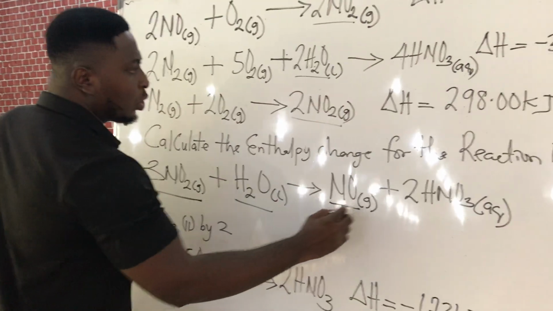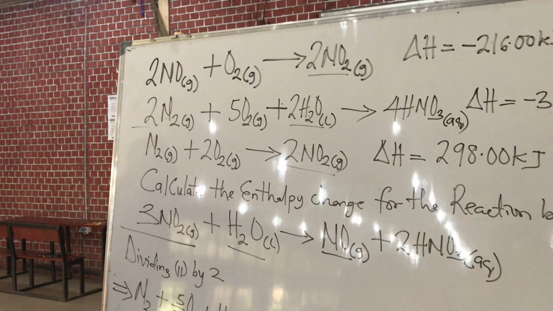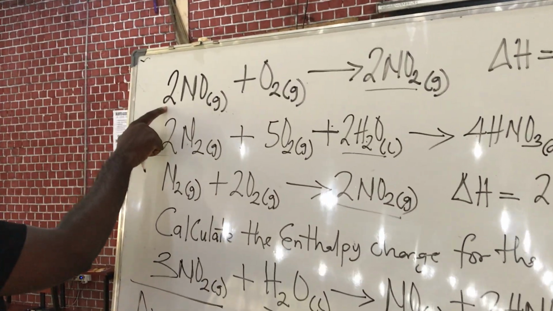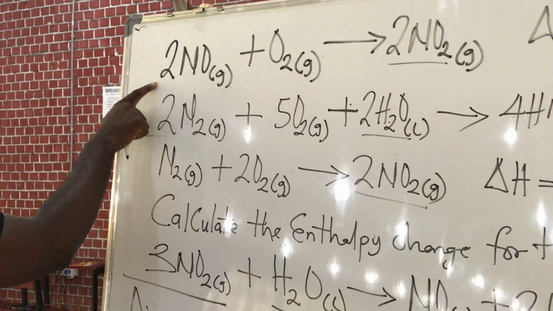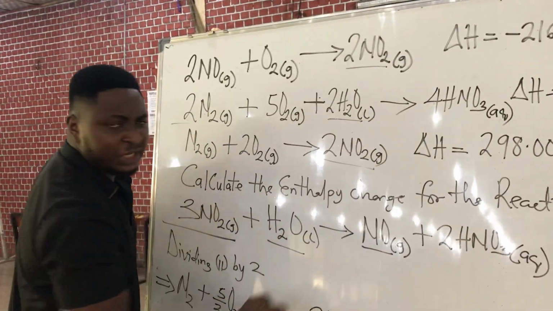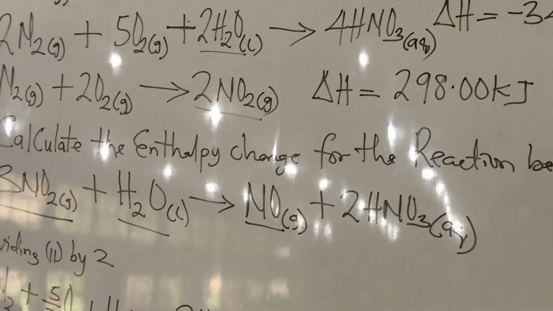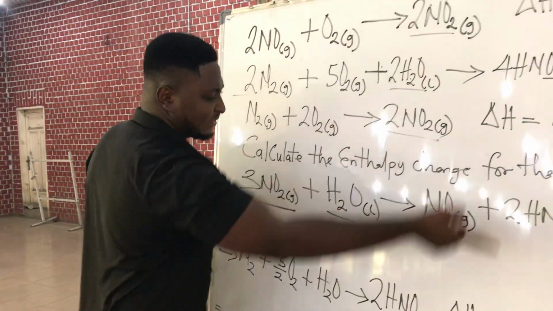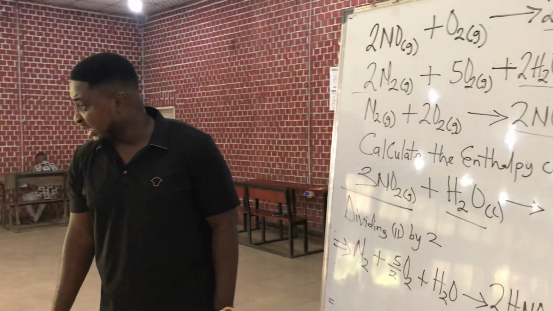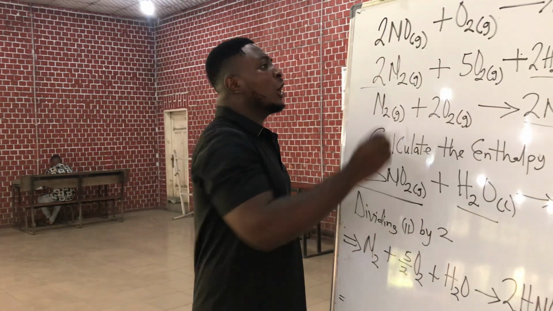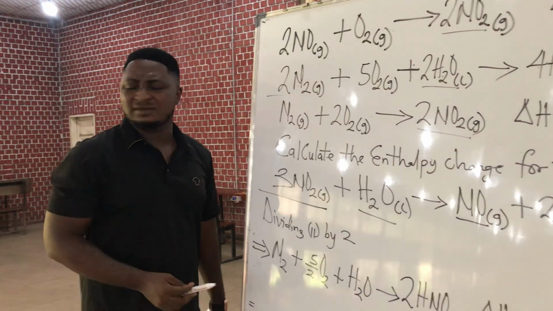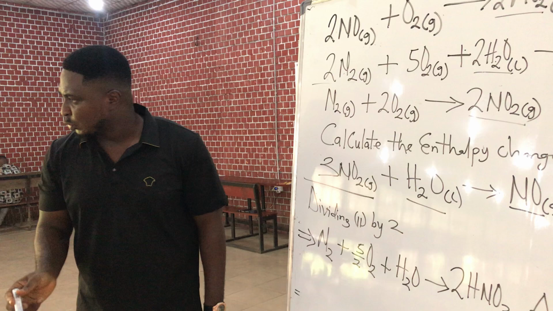Class, NO. Where's NO in this equation? Where can we find NO? NO is on the left, right? But in our main equation it is on the right. What do we do? Class, this NO must come to the right. It must not only come to the right, class, it must be divided by 2.